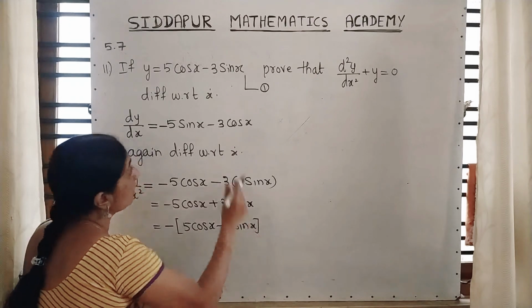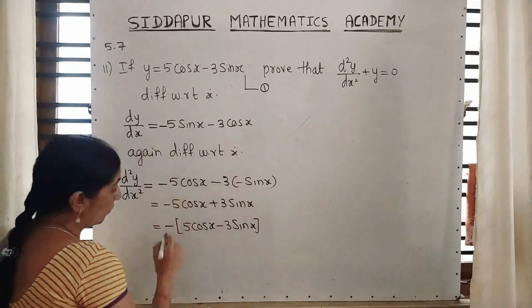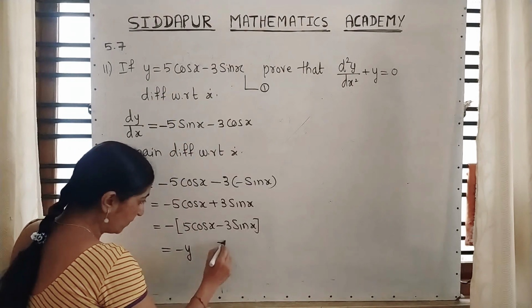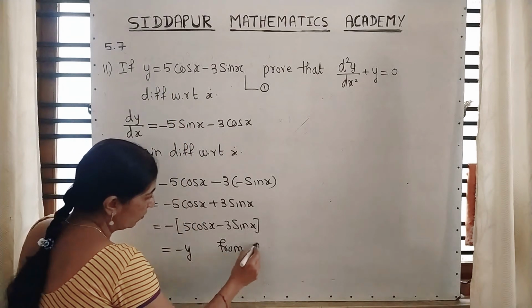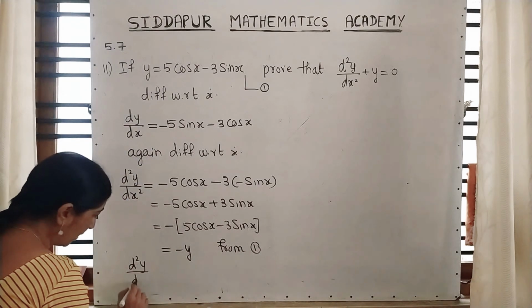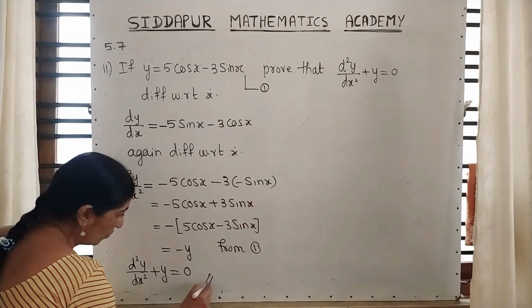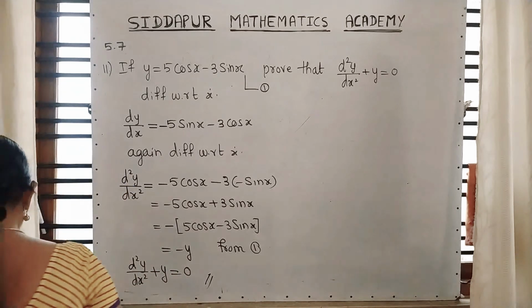That bracket term is nothing but, is it y or what? 5 cos x minus 3 sin x. From equation 1 it is y. Take minus y on left side. So d square y upon dx square plus y is equal to 0. So this is the required answer.